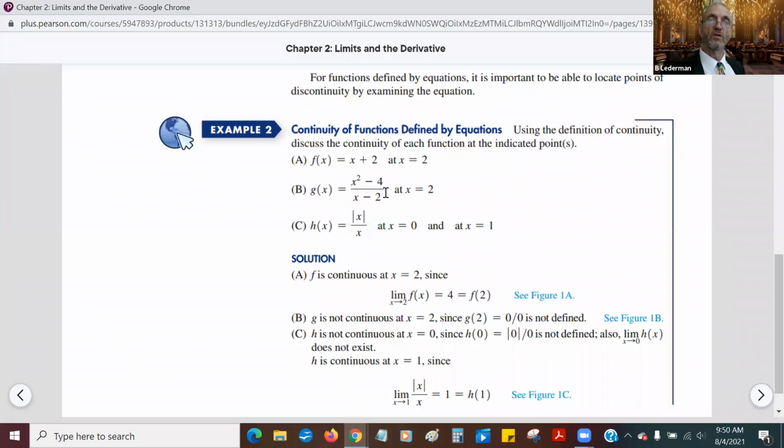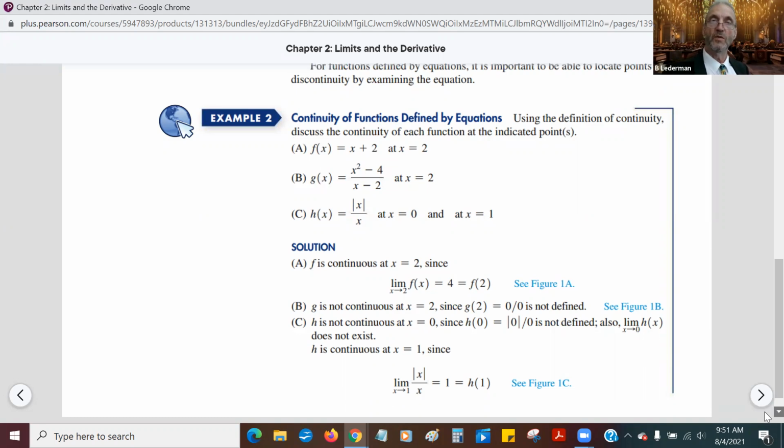And why do I say that B is going to look like A? Because if I factor the top of B, I get x plus 2, x minus 2. The x minus 2s will cancel, and I just get y equals x plus 2. So it's going to look like graph A, but there'll be one microscopic point that's missing. What a shame.